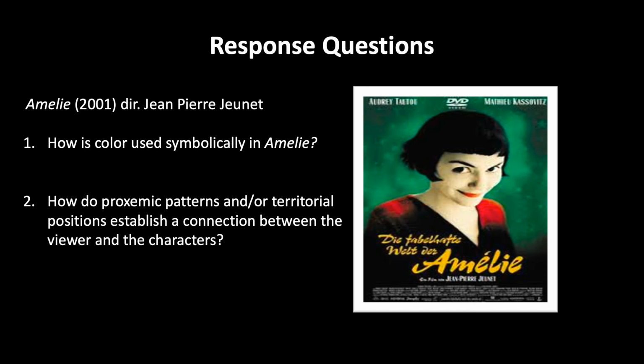This week's assigned film is Amélie, released in 2001, directed by Jean-Pierre Jeunet. 2 choices for response questions. 1. How is color used symbolically in Amélie? Make sure you let me know which specific colors you're analyzing and the meanings they communicate. Or, how do proxemic patterns and/or territorial positions establish a connection between the viewer and the characters?